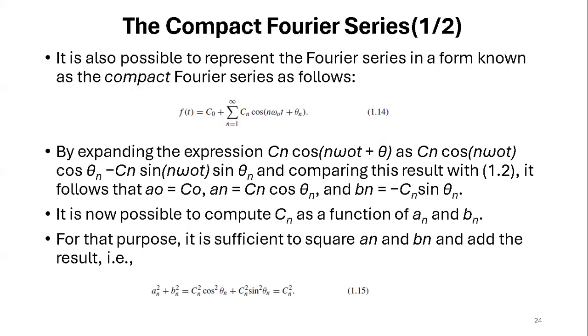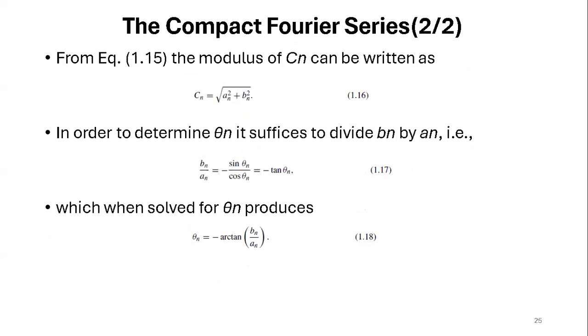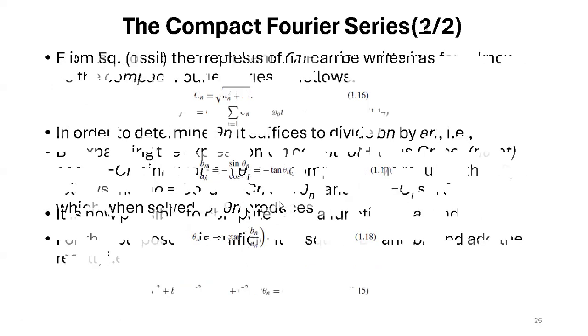we can also compute c n in terms of a n and b n. For that purpose, it is sufficient to square a n and b n and add them, which equals c n squared cos squared theta plus c n squared sin squared theta. So the c n squared. Now, from equation 1.15, the modulus of c n.